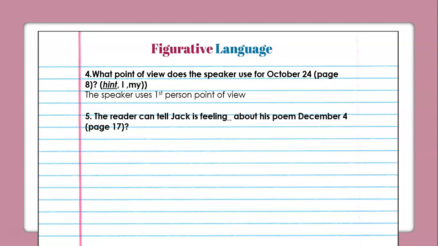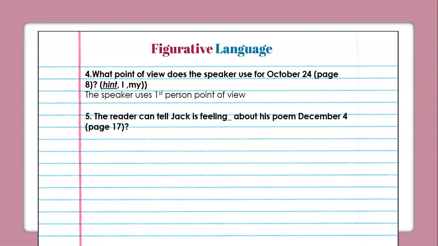Remember, we're thinking fast. His feelings, his actions, what he said, what was he thinking? So when I say think fast, what do I mean? Feelings, actions, what he said or what he thought. So you have the last 2 minutes and a half to write this question. The reader can tell, infer, conclude Jack is feeling blank about his poem December 4th, which is page 17. How is he feeling, boys and girls? So this is something that we need to infer. We need to conclude. You have 2 minutes.